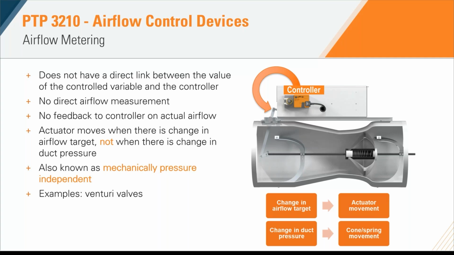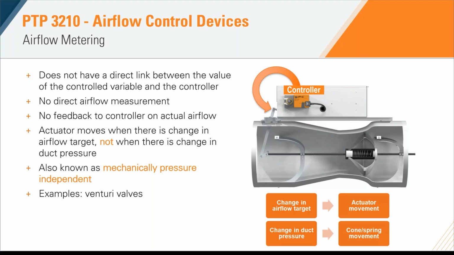By being able to split up the adjustment of airflow target from what's happening with duct pressure, our actuator will only move when there's that set point change, not when there is that duct pressure fluctuation. We also call this mechanically pressure independent because in constant volume applications, we no longer require electronic components, i.e. a controller or actuator, to control airflow independent of that duct pressure. Instead, we're going to have a mechanical response, which is that cone spring inside the valve. We'll talk about that very shortly.